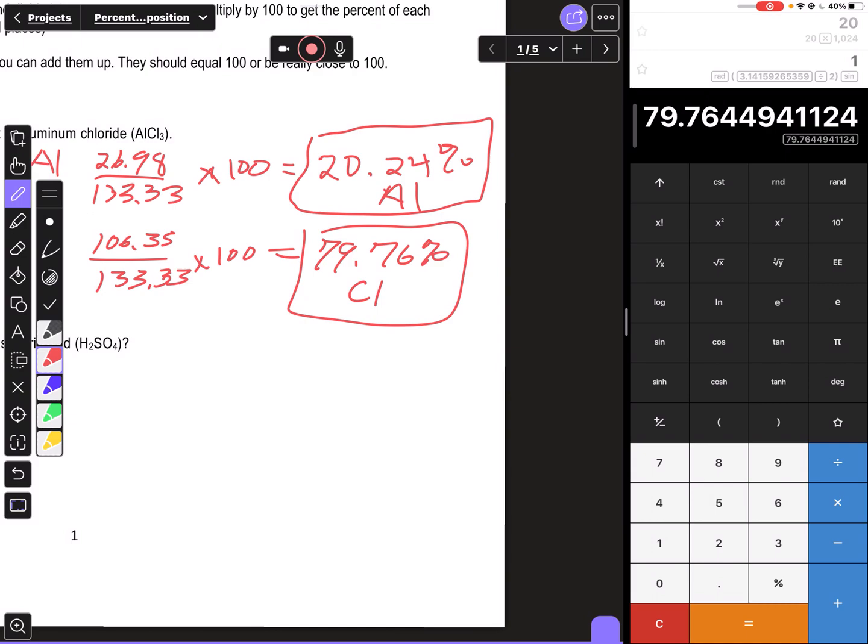What I can do is add these up to see if they equal 100 to check my work. So that'd be 20.24 plus 79.76, and that equals exactly 100. Now, if I add these up and they equal 99 point something, then that's close enough. I probably did it right. If you got 79.74 for chlorine, that would be fine if you're a few tenths off, as long as you get something close. But that's the way of checking our work.